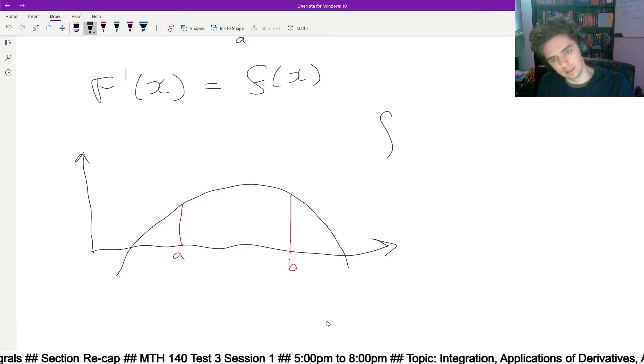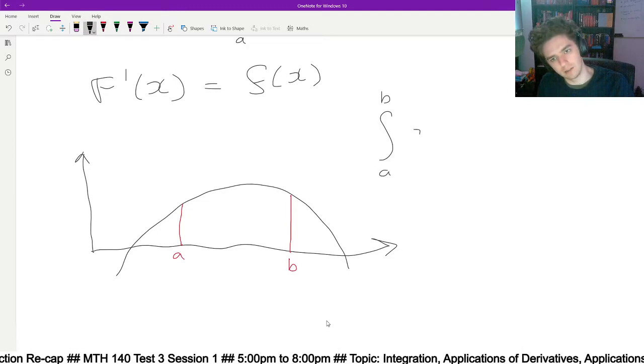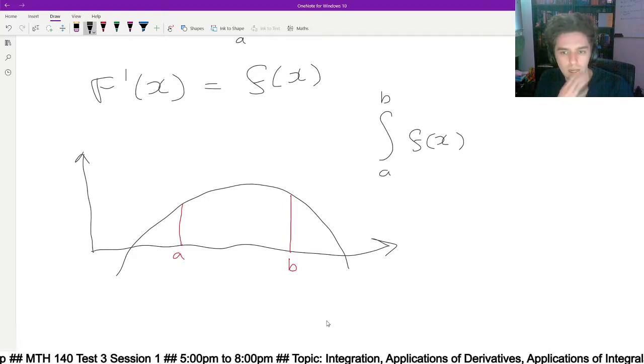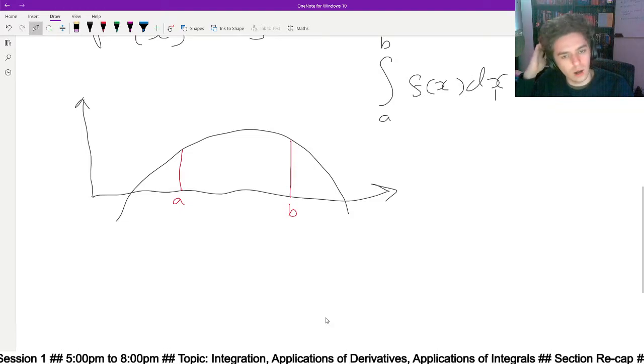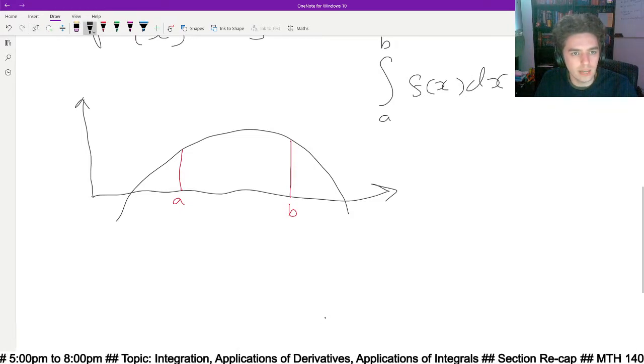So I'm trying to calculate the definite integral from A to B of f of x dx. Oops, did I not write dx up here? No, I wrote dx. Okay. Well, all I need to do is use that function that I defined before.